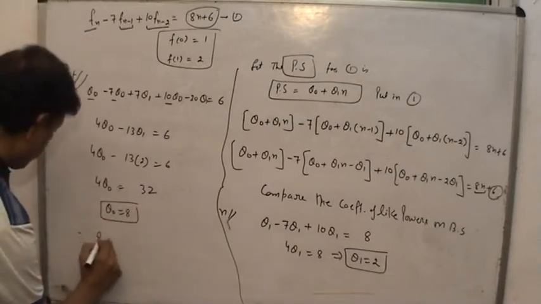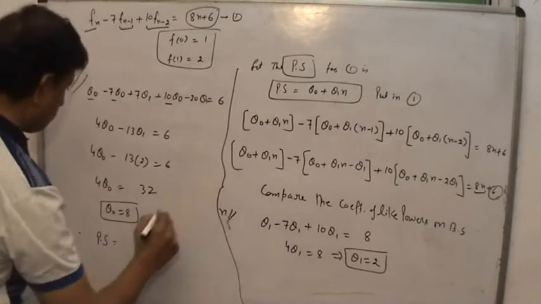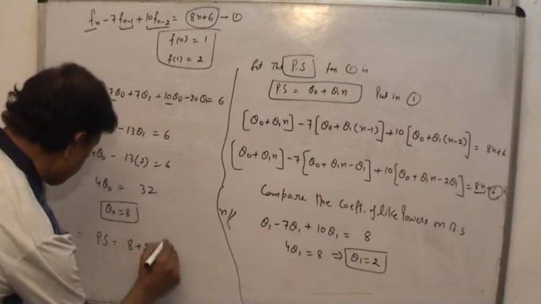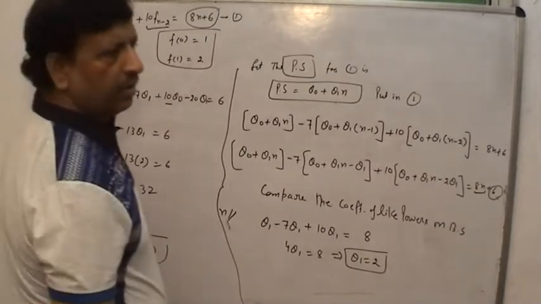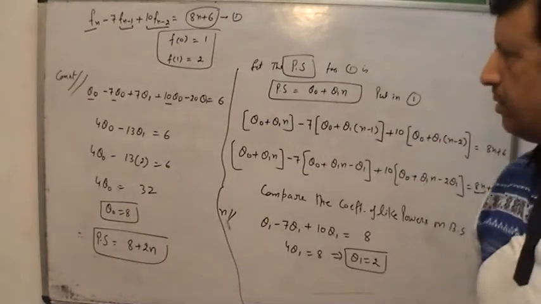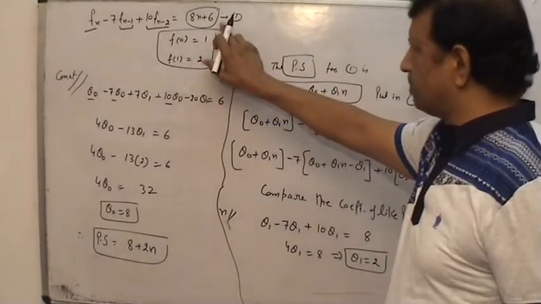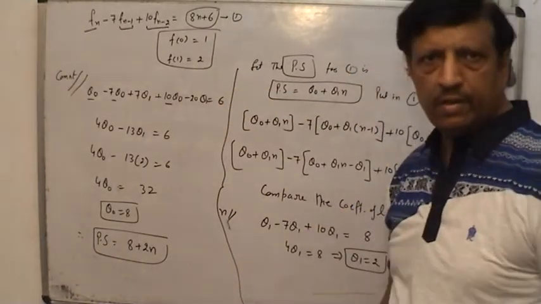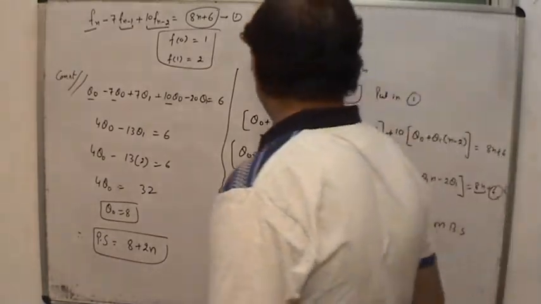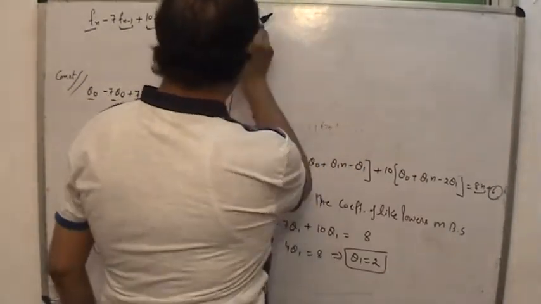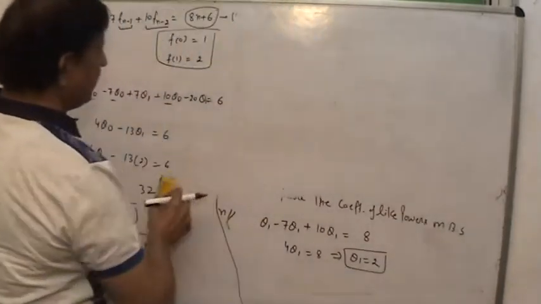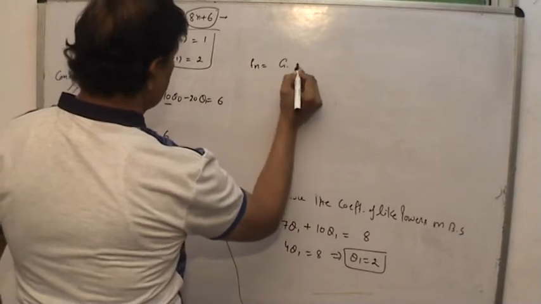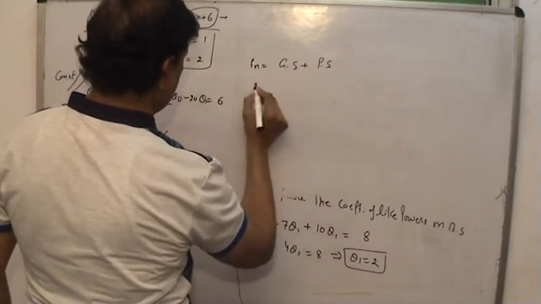Therefore, particular solution is equal to Q0 plus Q1 n, it means 8 plus 2n. It means what we see, if the non-homogeneous term is in the linear form, again the particular solution is in the linear form. Now we can collect all the information for the final solution. Let's say the final solution f of n is equal to general solution plus particular solution.